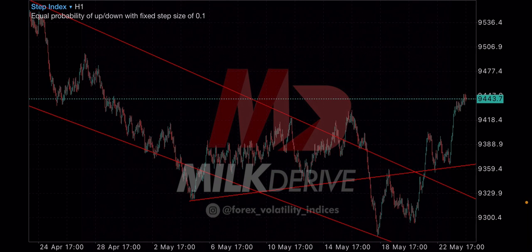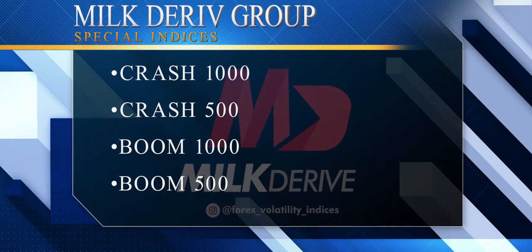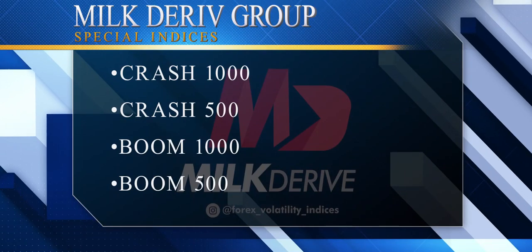The most popular among these four indices is the crash and boom indices, or the boom and crash indices. Now, they are offered in DERIV, like you all know, and there are four types of the crash and boom indices. As the name suggests, this is more of a rising and falling market. The crash indices come in two ways: the crash 1000 index and the crash 500 index.